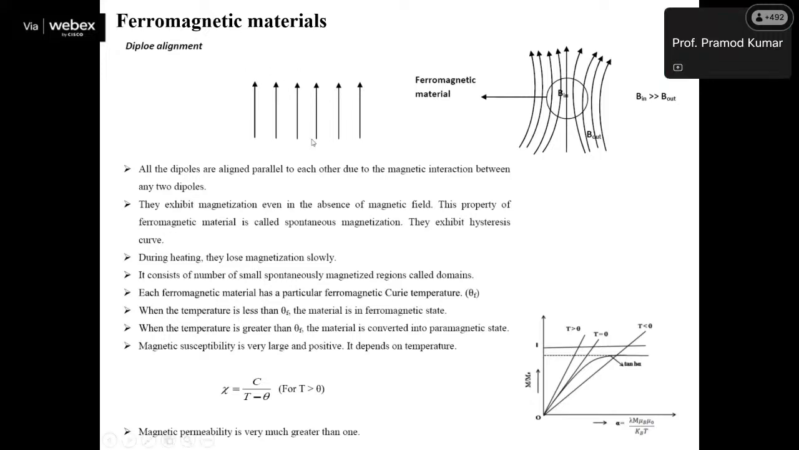Because here all the dipole moments are in one direction, you can understand that if you take the sum, the magnitude is very high. So that's why we always have some magnetic moment even without applying the magnetic field.